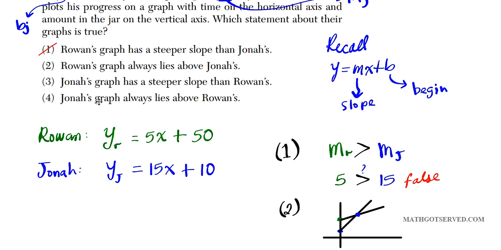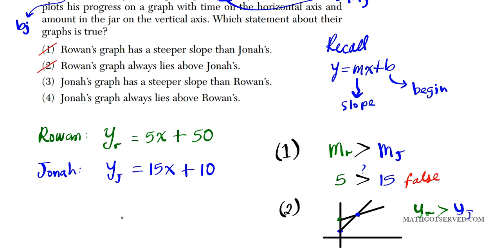So the question is, Rowan's graph, y of r, is it always greater than Jonah's graph? And the answer is no. That's false. Initially, Rowan's graph is going to be ahead because he starts with more money, but because Jonah is saving at a quicker rate, he's eventually going to catch up and become greater than that of Rowan, so he'll be on top. So that tells us that option number 2 is false.